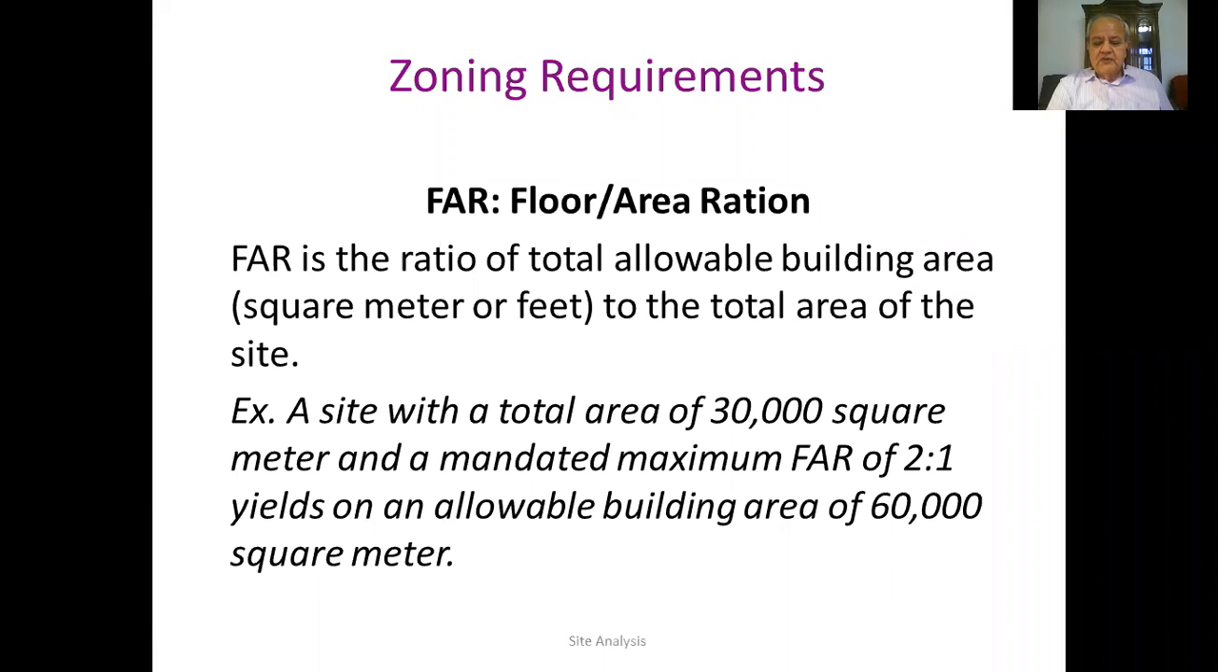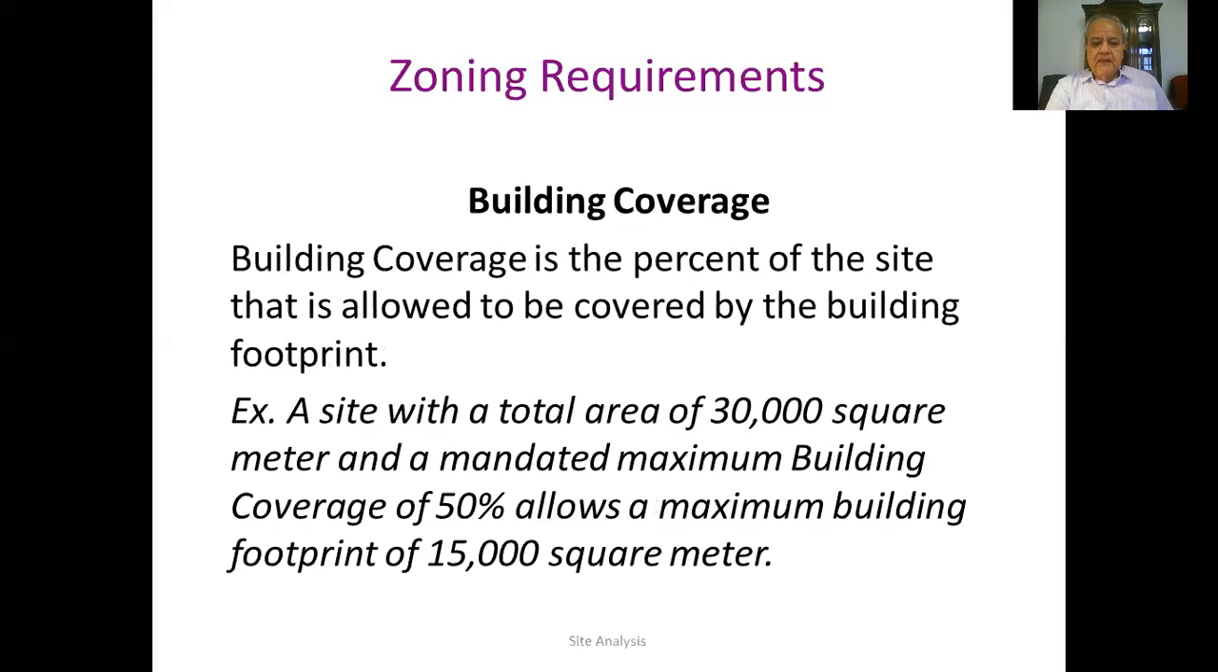The FAR ratio is the relationship between the site area and the square meters in the whole building. So the number of square meters that you can use on a building depends on the size of the site itself. So in this example, if the FAR is 2, it means that for a site area of 30,000 square meters, we can have 60,000 square meters of building.